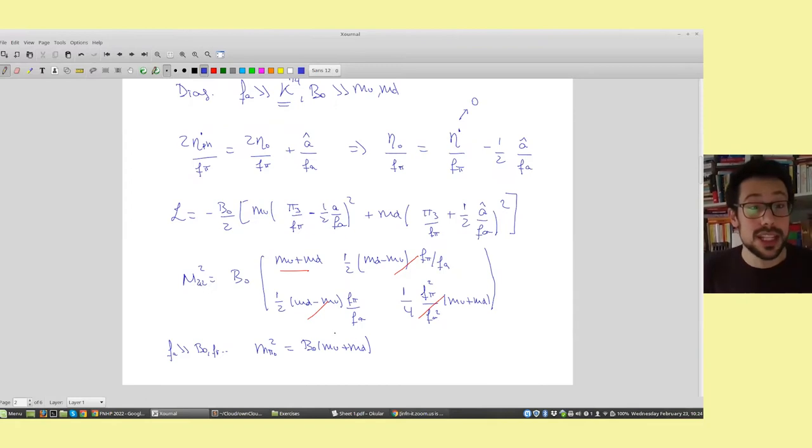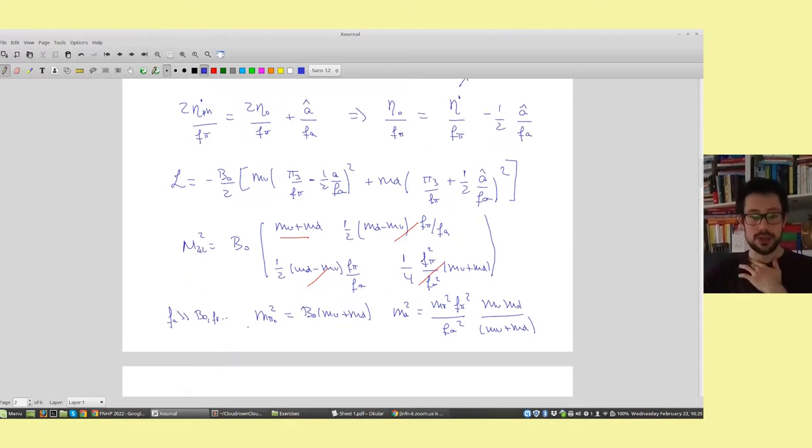Now, if we want to obtain the mass of the axion, we need to go to the next level in this expansion over f_a. One thing that you can do, for example, is to compute the determinant of this matrix. If you know the determinant and you know one of the mass eigenvalues, it's really easy to obtain the other, right? And if you do that, it is really easy to show that the mass of the axion is nothing but m_pi f_pi over f_a squared times m_up m_down over m_up plus m_down.